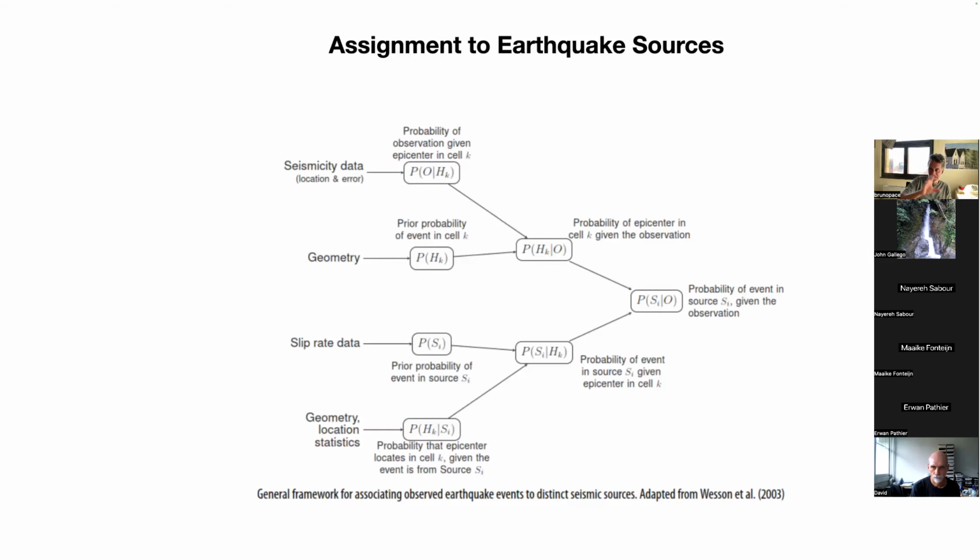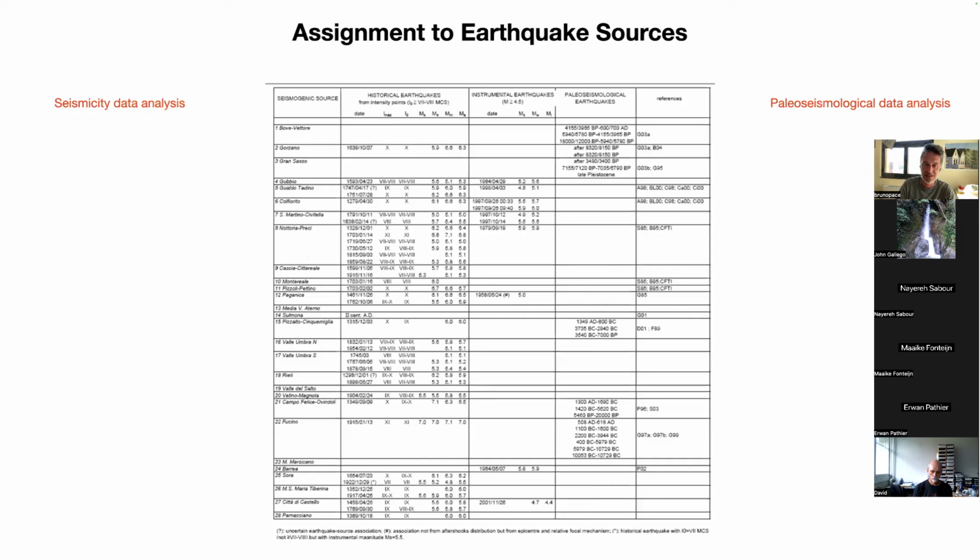We have to assign this data to the sources. It could be complicated or not, depending on the kind of data. Obviously, if we have good data, as for the historical ones, it could be easier. If we have few data, it's not so easy, and so we have to consider the uncertainties. So you see here that the location and error are also given in terms of probability. The geometry can be uncertain, so we have a probability. Again, the slip rate can have a probability, and so everything can be treated in terms of probabilities.